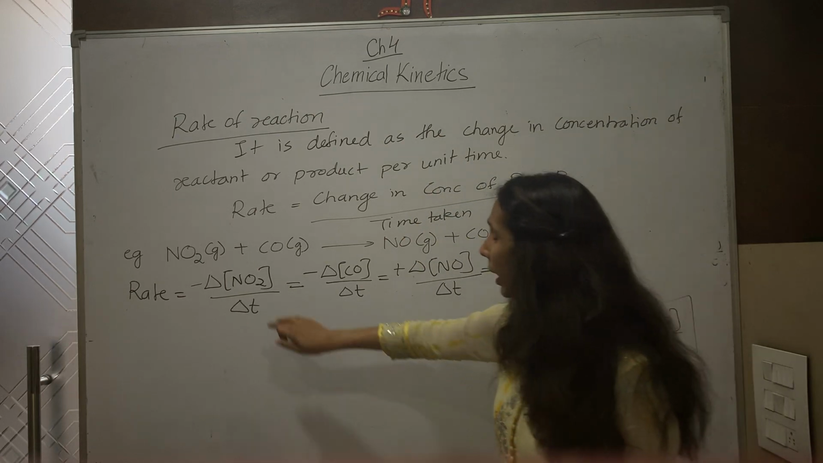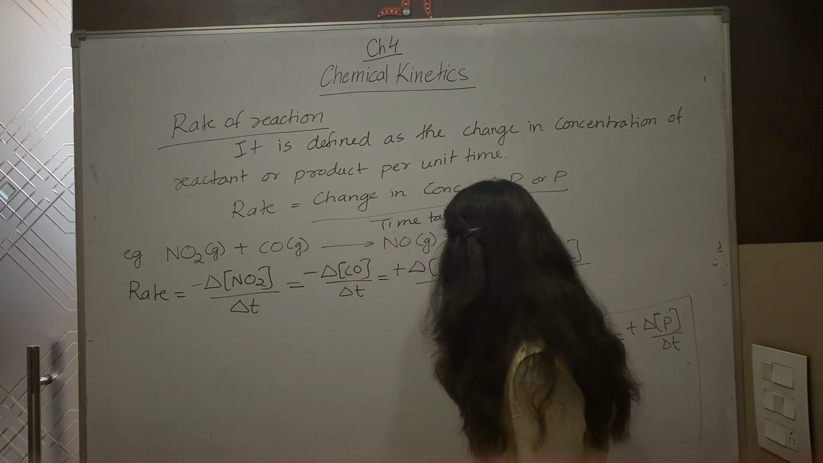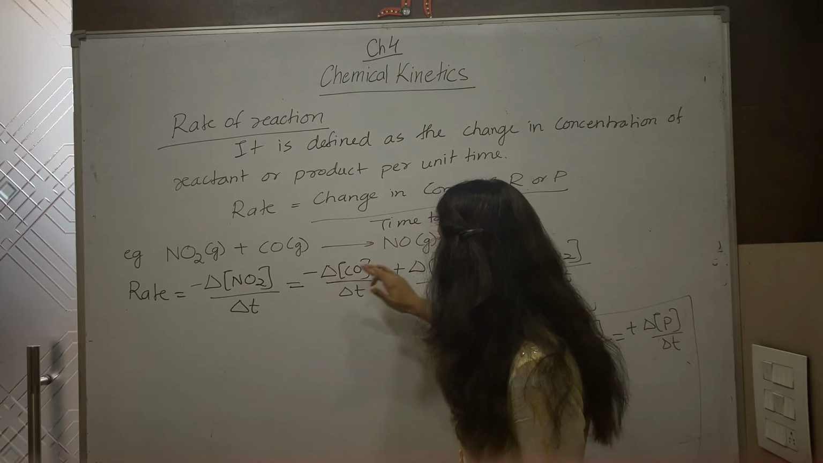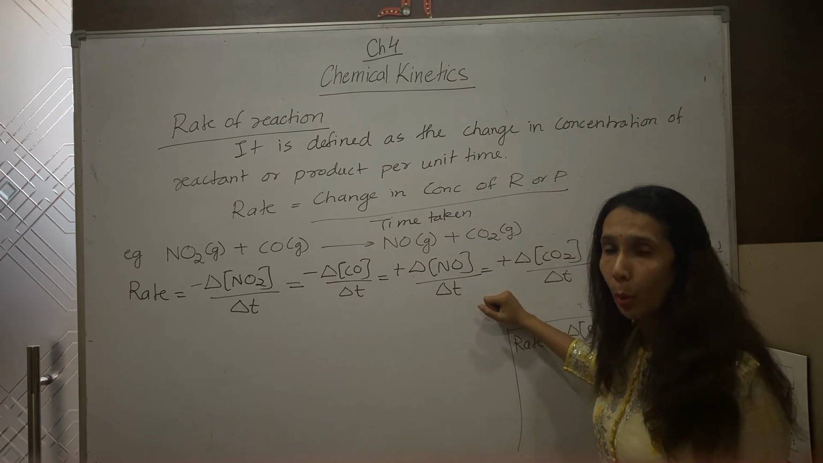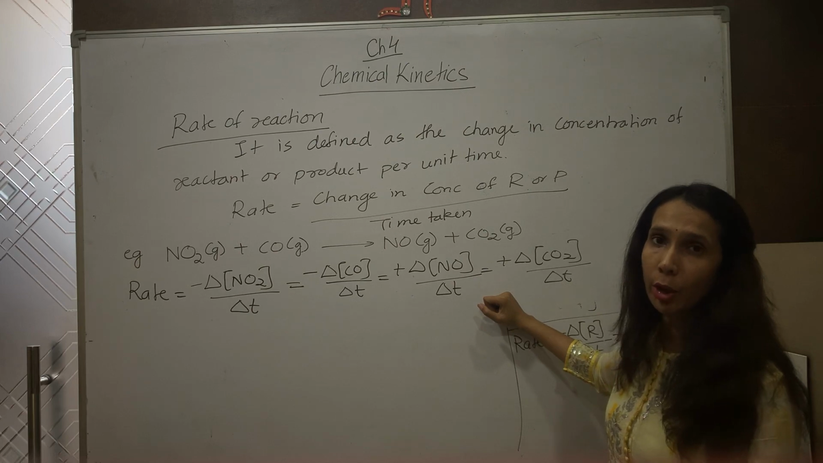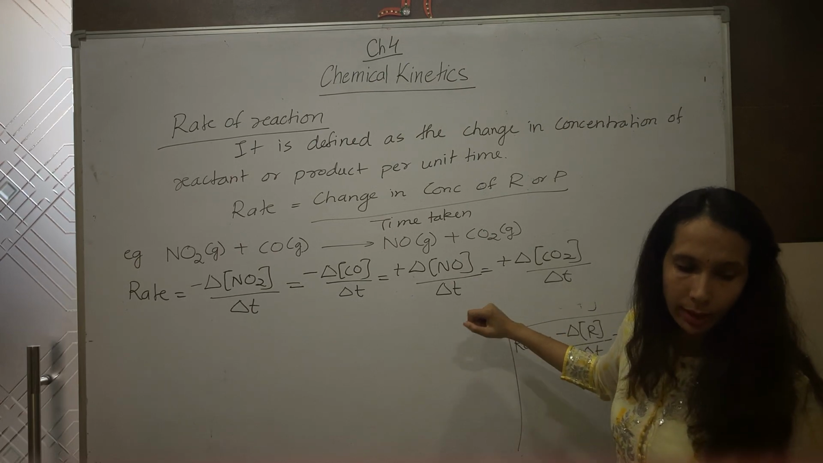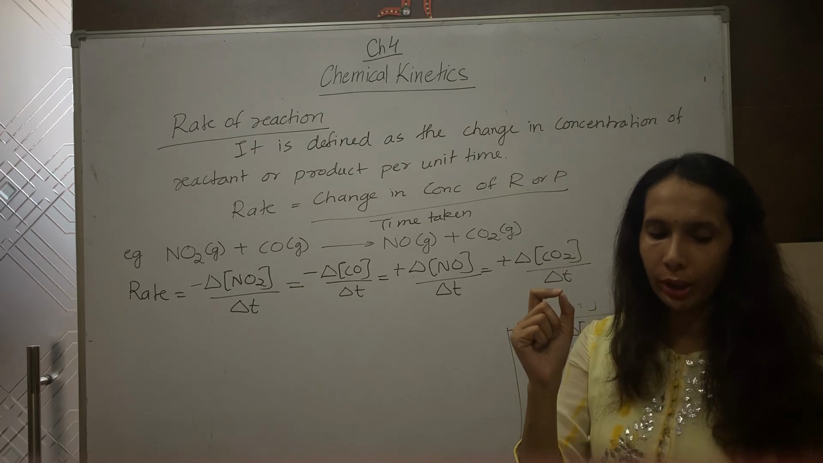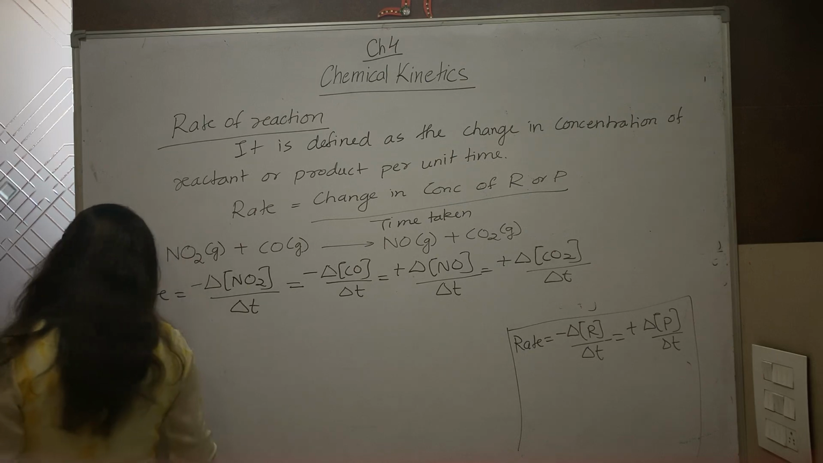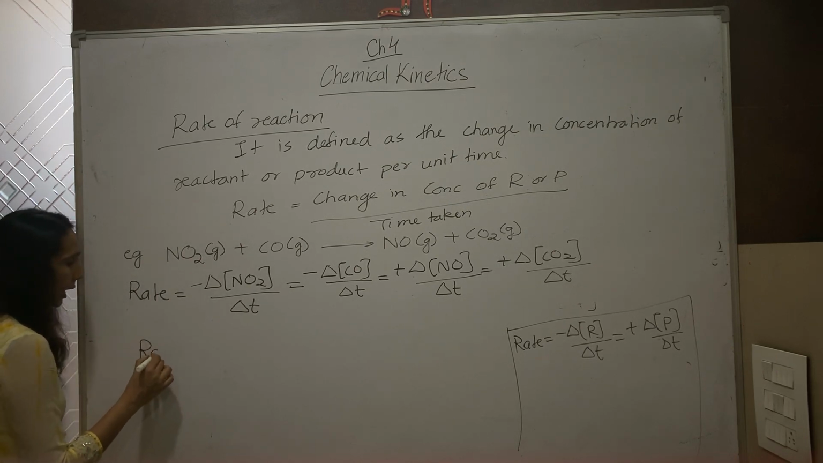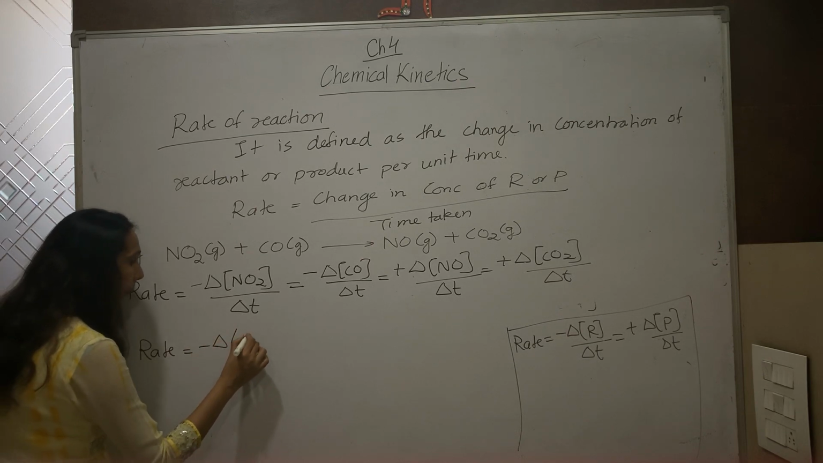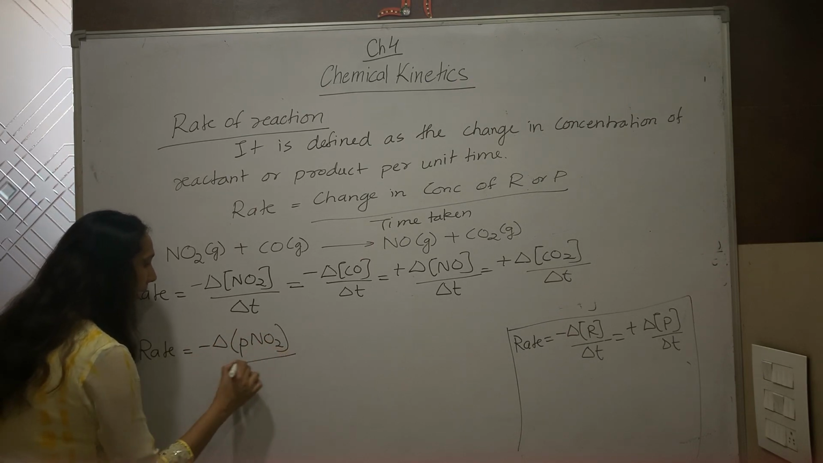Again, I am repeating, if gases are involved in the reaction, then instead of measuring the change in concentration, we can also measure the change in their partial pressures. And if we measure the change in their partial pressures, the expression can be written like this. Rate is equal to minus delta PNO2 upon delta T.